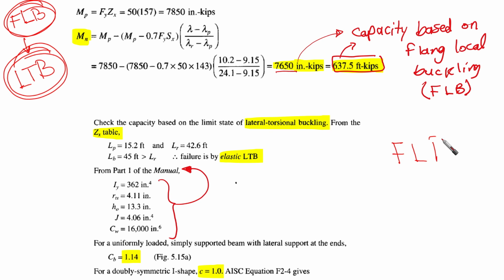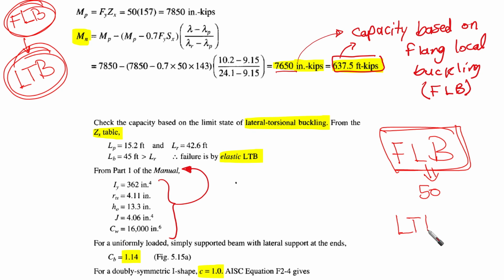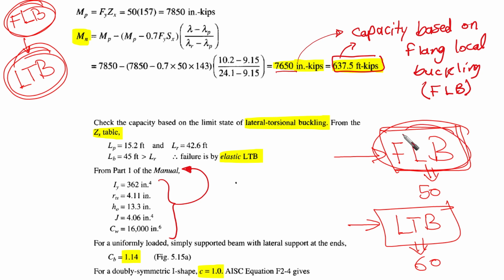So flange local buckling is going to give us some capacity. Let's assume 50, for example, and lateral torsional buckling is going to give us another capacity, for example 60. This means that we need to check both, and then we're going to follow the one that is giving us the less, which is flange local buckling here. This is our strategy. This is how we are going to use it.